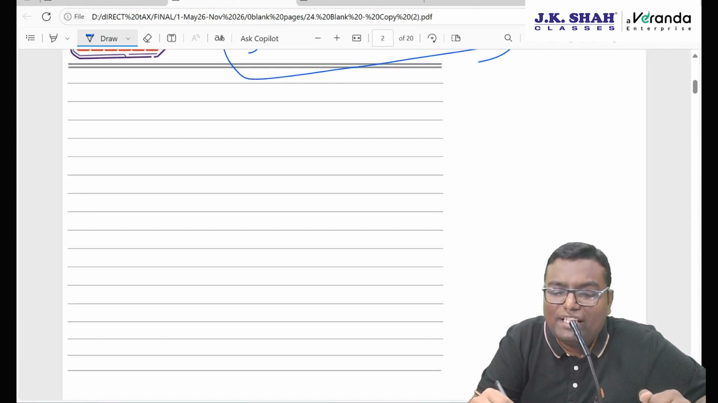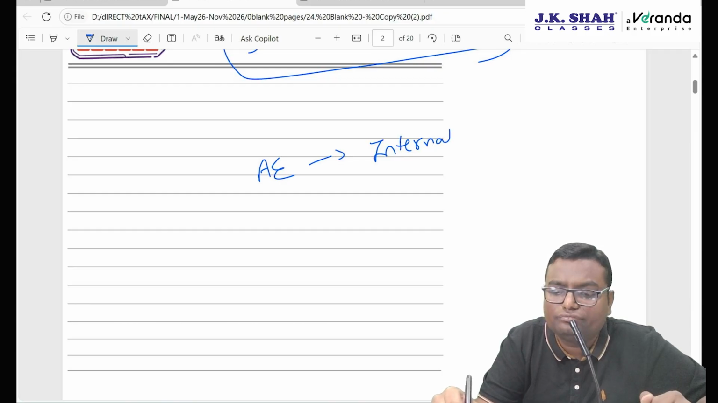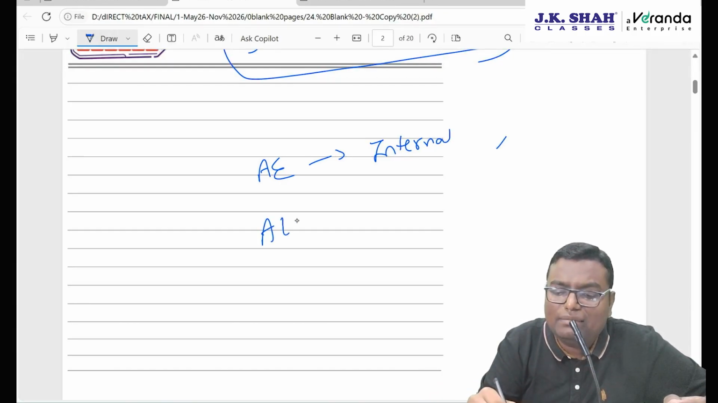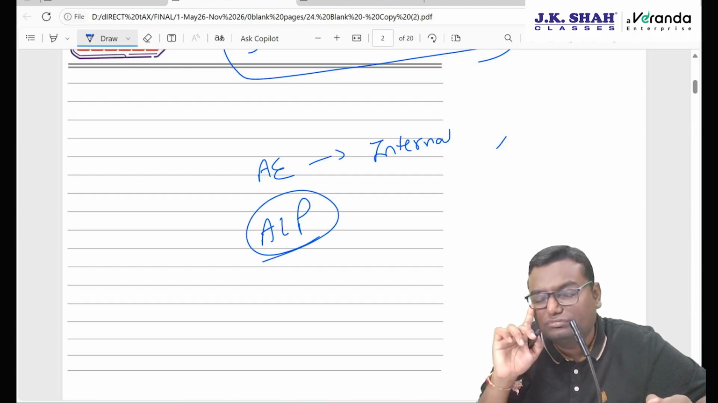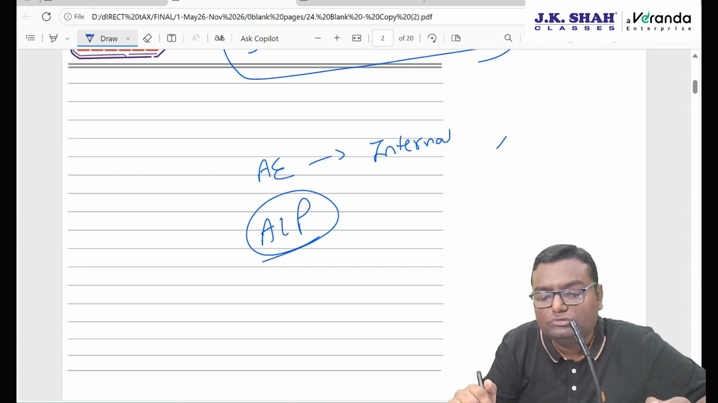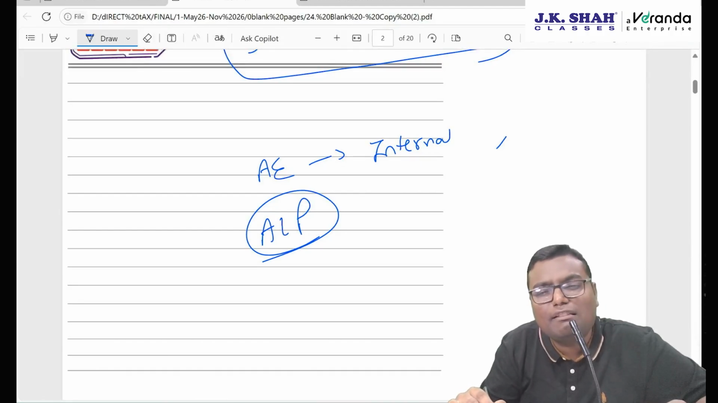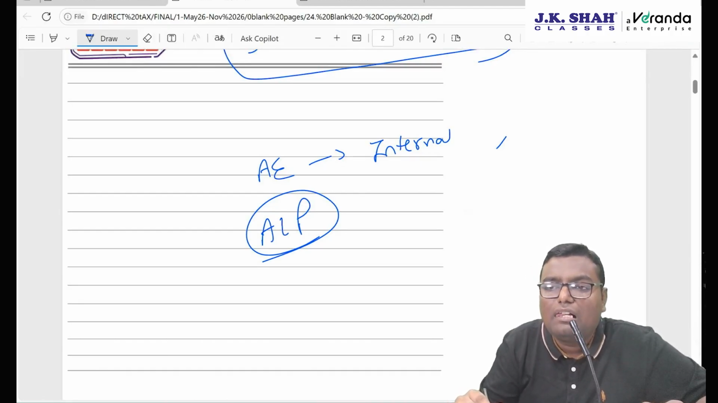So we all know that whenever you are doing any kind of transaction with an associated enterprise and the transaction is an international transaction, the transaction has to be done at arm's length price. For that arm's length price, the assessee will decide what it should be, the auditor will certify that, and then the transfer pricing officer can also create disputes on the assessment.